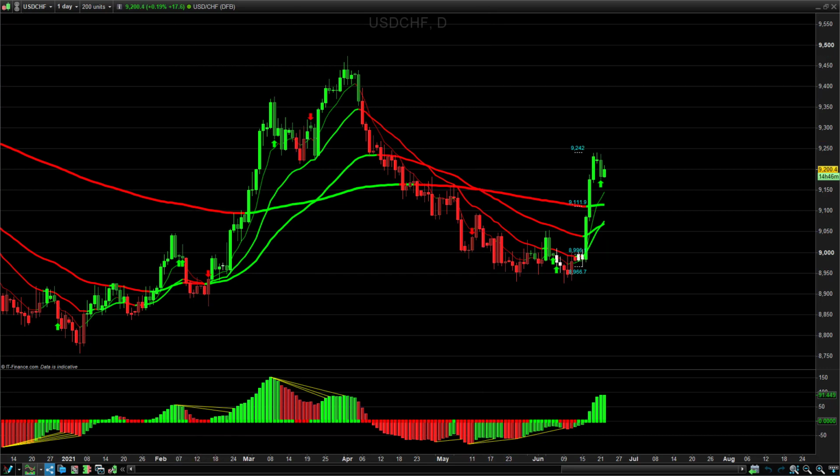US dollar Swiss franc we're looking at here on a daily time frame. Now, we found a top here on the dollar Swissy with a two-wave short. 1, 2, markets dropped dramatically from that area. Looks like 1, 2, 3, 4, 5, and then a big correction.